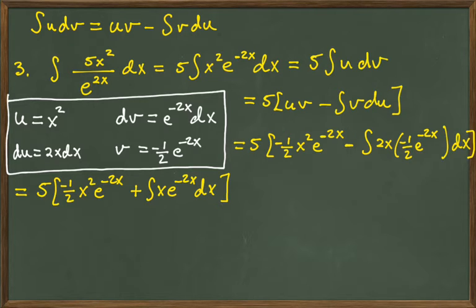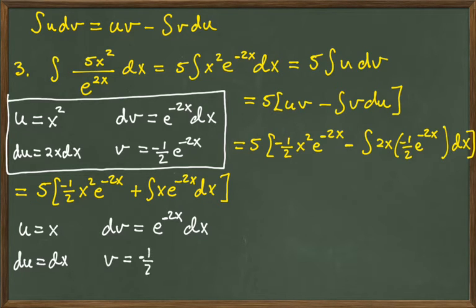Okay. Now x e to the negative 2x, we can't quite do a u substitution on that one, so we're going to do a second integration by parts. So we're going to let u equal x. Differential dv will be the rest, which will be e to the negative 2x dx, the rest of the integrand. Differential du will be dx, and v will be minus 1/2 e to the negative 2x.